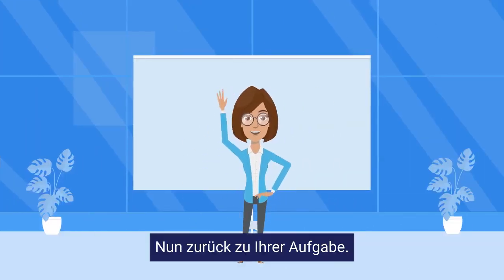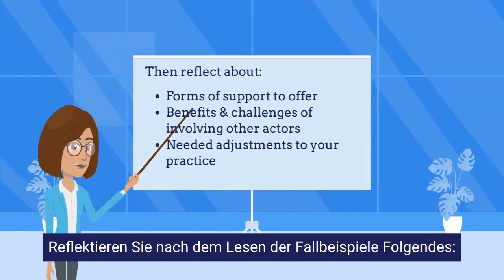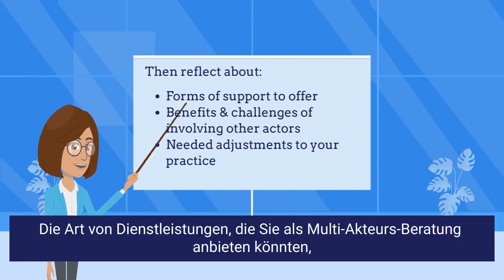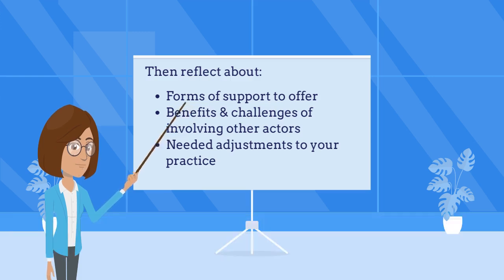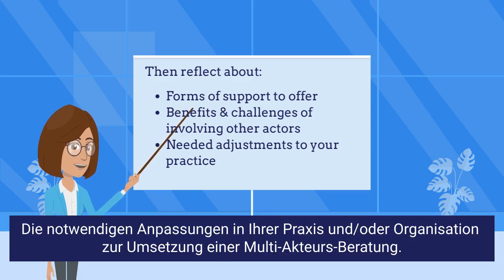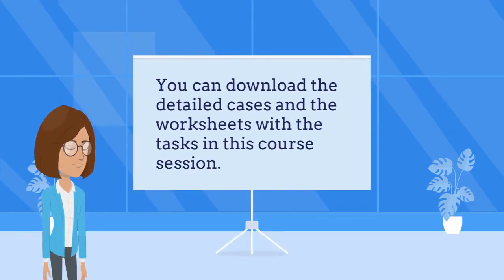Now, back to your task. Read one of the case examples and use it as a basis for your reflection. After reading the case examples, reflect about the types of services you could offer as part of multi-actor career guidance, potential benefits and challenges of involving other actors in guidance processes, and needed adjustments in your practice and/or your organization to implement multi-actor career guidance. You can download the detailed cases and the worksheets with the tasks in this course session.